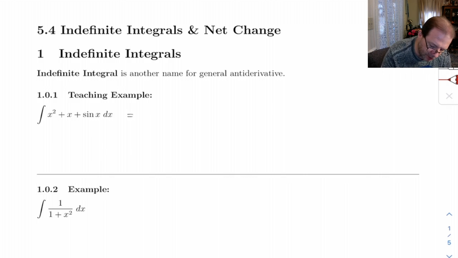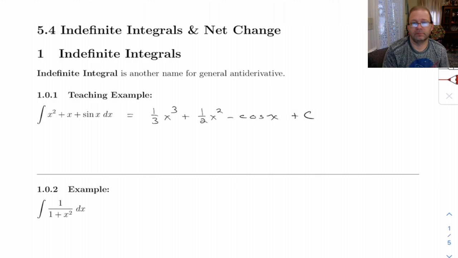If you integrate this, x squared integrates to give you 1/3 x cubed. x gives you 1/2 x squared. And sine x, if you integrate that, you get negative cosine x plus c. That's it.